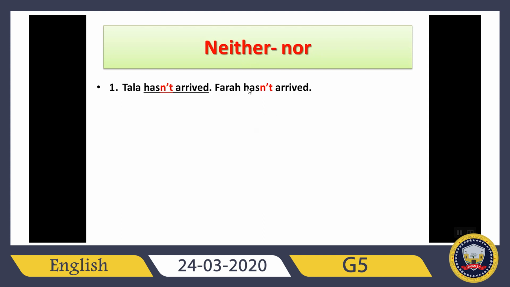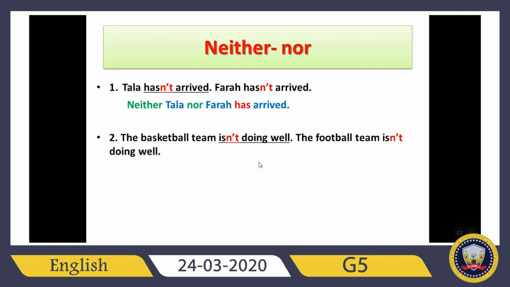And the verb must be singular, so neither nor, either nor, the subject must be singular, but both and, the verb must be plural. Let us see how it will be. Neither Tala nor Farah has, not hasn't, has. Why? Because not the same with neither, so we don't need it. Has arrived. Number 2, try to do it.